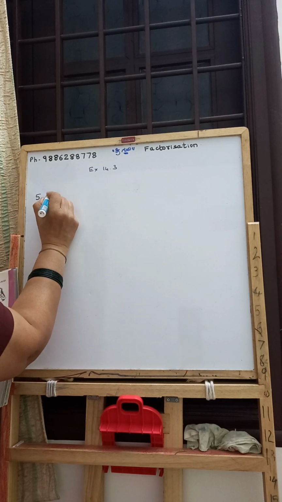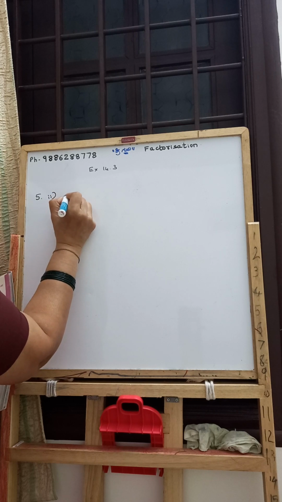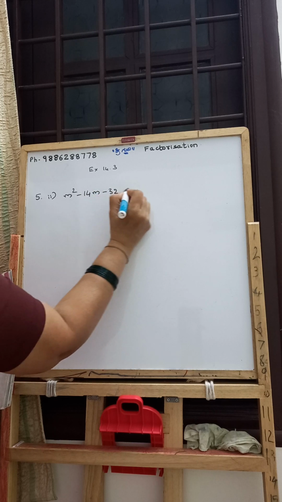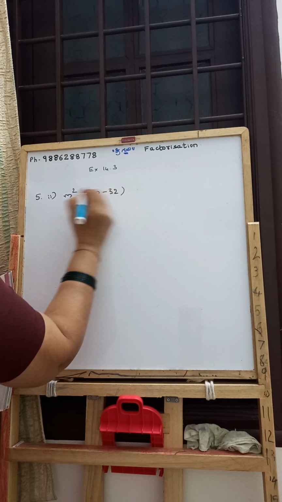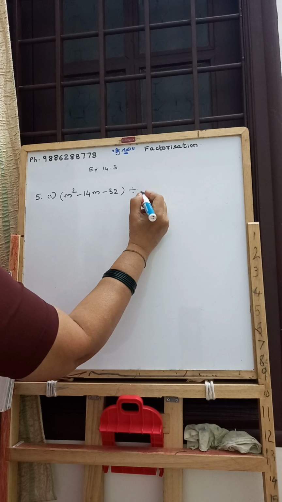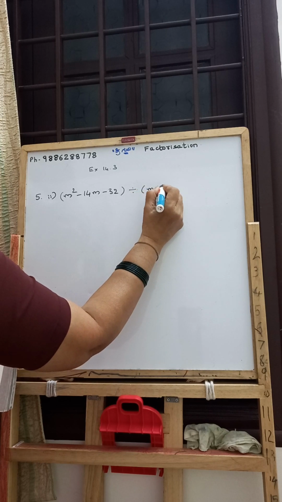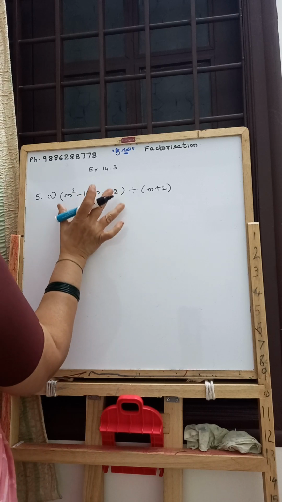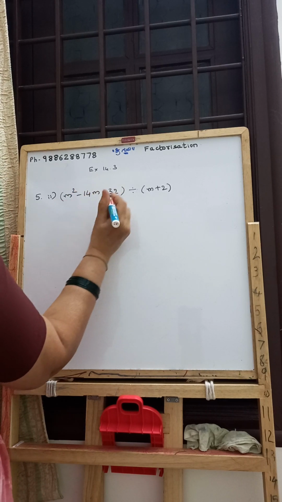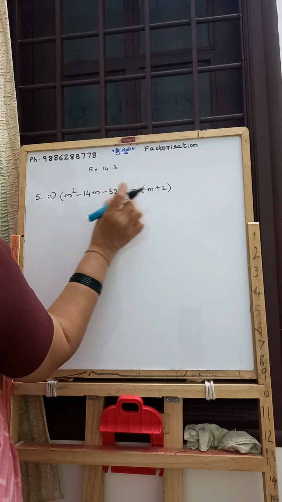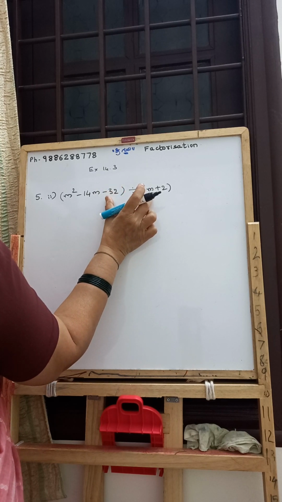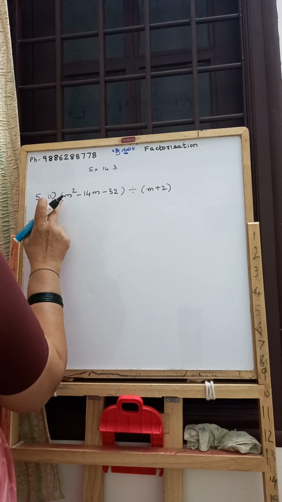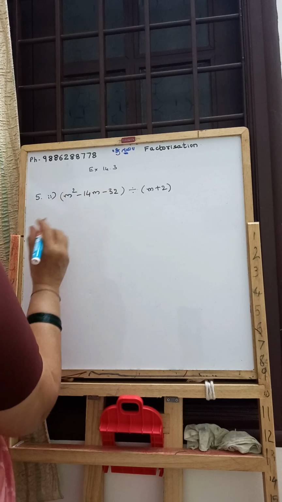Now the second one. m square minus 14m minus 32 divided by m plus 2. We should always keep the expression in brackets, because if you don't put the bracket, this term divided by this term should be taken first as per BODMAS rule. Therefore, don't forget to keep the expression in one bracket.